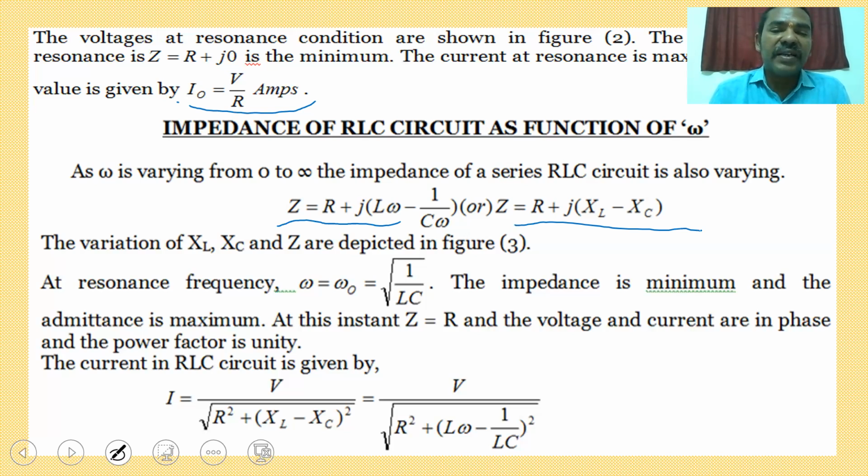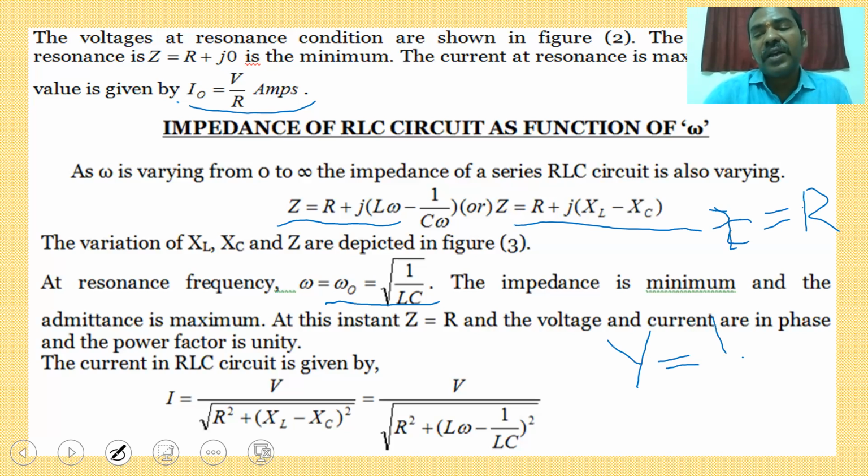Under the resonating condition, what is the frequency you get? Omega naught is equal to root of 1 by LC. This is the omega naught value. The impedance is minimum and the admittance is maximum, because the impedance is only a pure resistor, and the admittance is 1 by R.